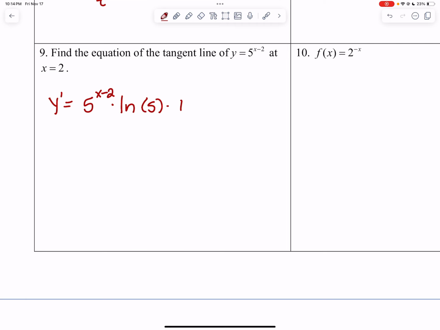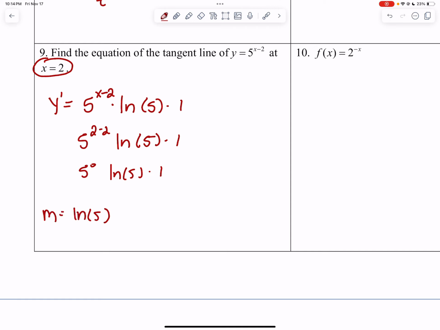Your derivative here is going to be 5 to the x minus 2 times ln of 5 times 1, because my derivative of x minus 2 is going to be 1. I want to find the slope of the tangent line at x is equal to 2, so I'm going to plug in 2. So at 2, I'm going to have 2 minus 2, ln of 5 times 1. 2 minus 2 is 0, so I have 5 to the 0, ln of 5 times 1. So that means that this is 1 right here, because anything to the 0 power is 1. 1 times ln of 5 times 1 is ln of 5. So your slope is ln of 5.